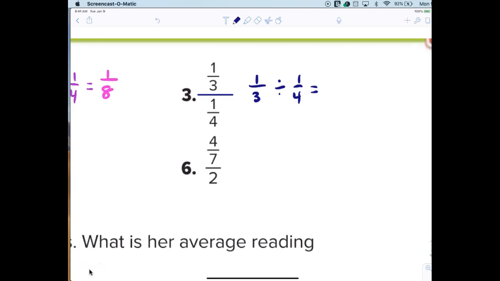1/3. I like what you said. But division becomes a, there you go. 1/3 times what? 4. Yes. Can anything reduce? So final answer is? 4/3. Yes, 4/3.